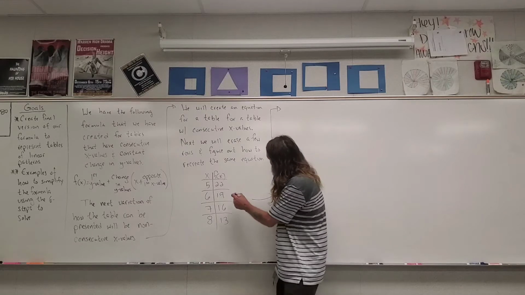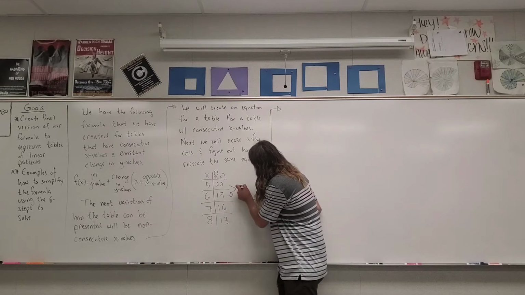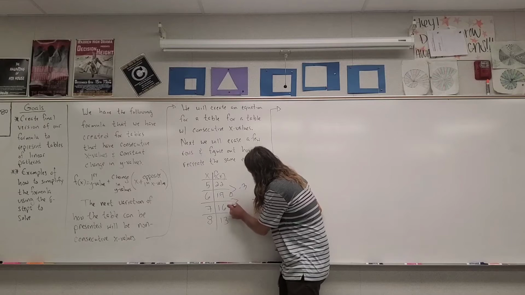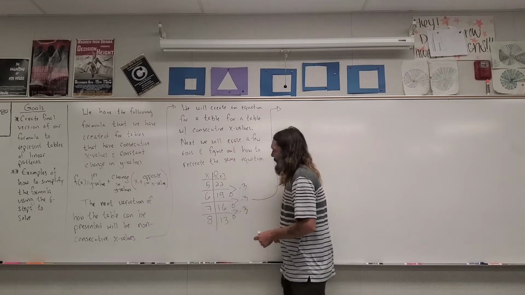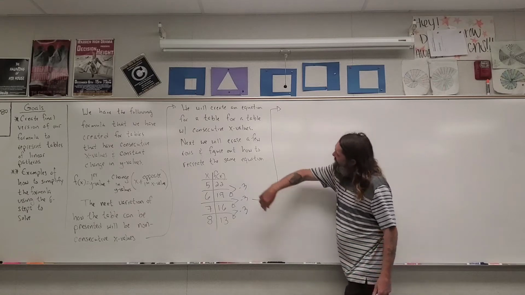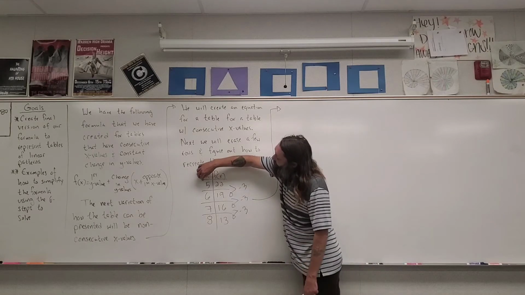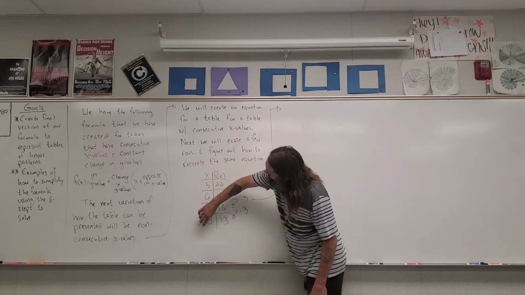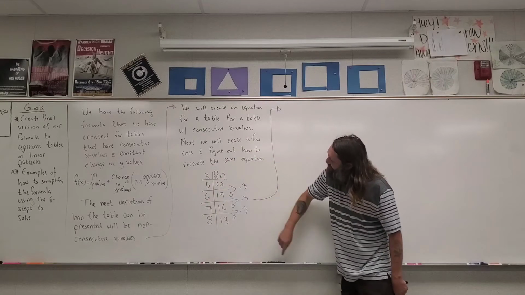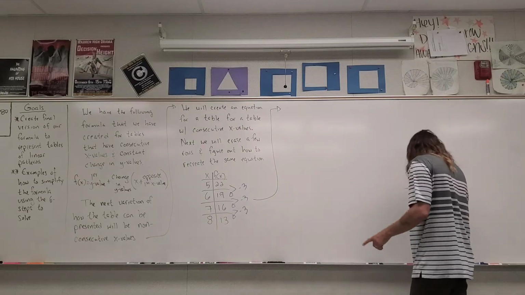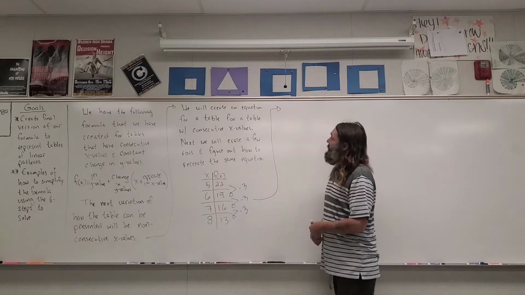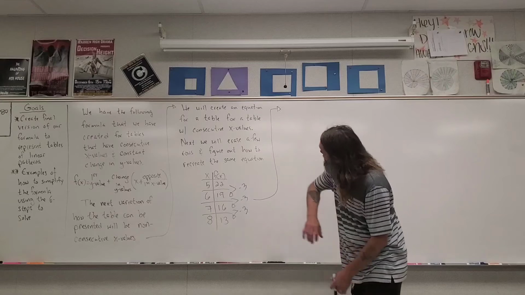So we're going to write an equation for this table that has consecutive x values and has a constant change in y values. My y values are changing by subtracting 3. So this is what constant change in y values looks like. Now that I know that I have a table with consecutive x values and a constant change in y values, I can use our formula.